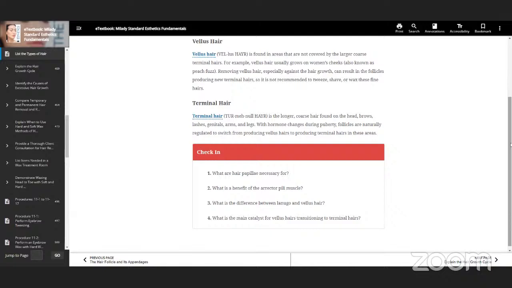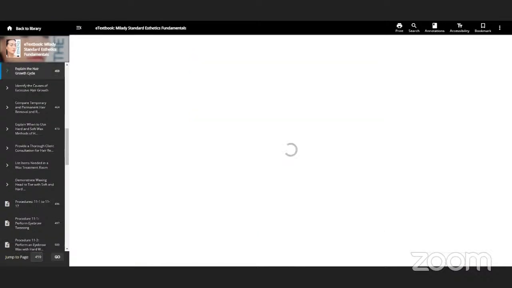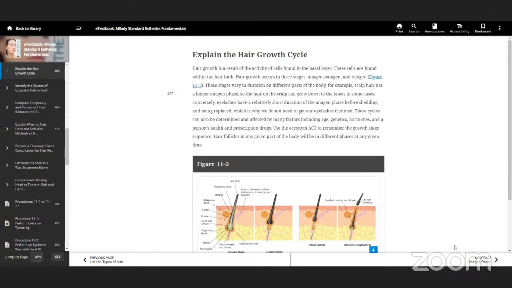What's the main catalyst for vellus hairs transitioning to terminal hair? The main thing you mainly see is vellus hairs transitioning to terminal hairs through puberty. Okay, it mentions puberty. All right, and there are hormone changes during puberty. Let's make it state that hormone changes during puberty. Any questions?